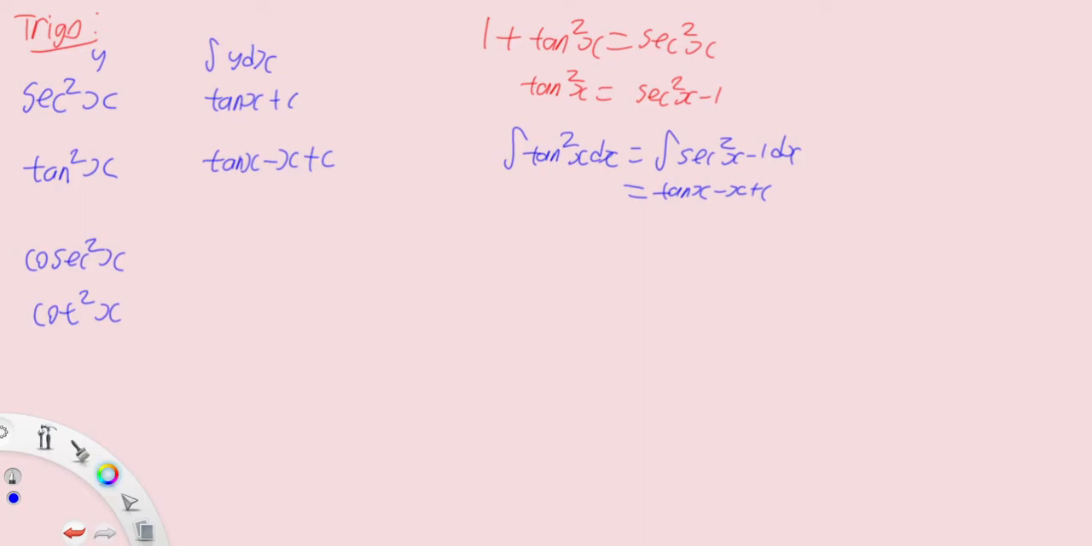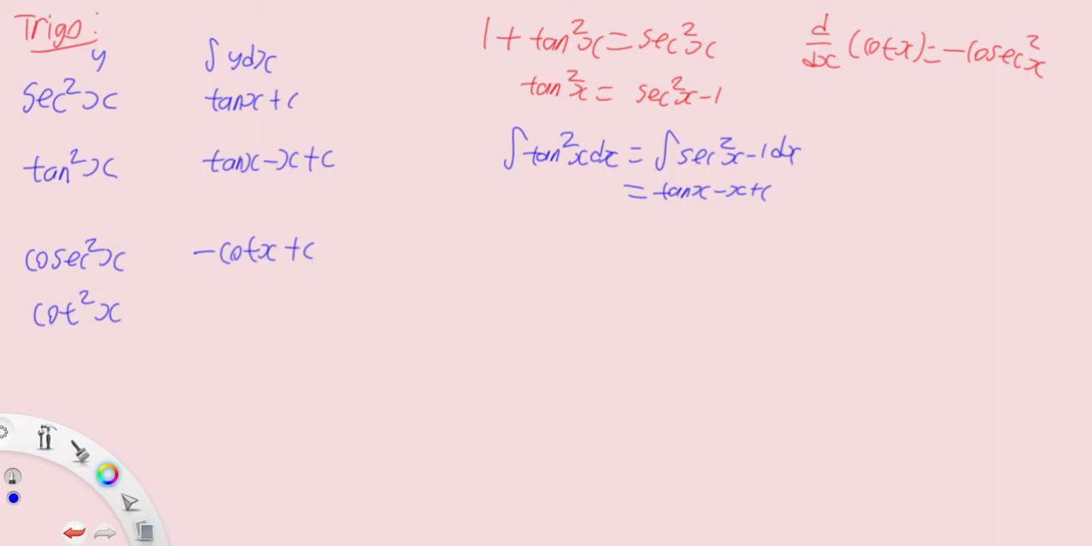Now we move on to the other pair, cosecant square x. If you recall from differentiation, if we were to differentiate cotangent x, we will get back minus cosecant square x. As such, integrating cosecant square x would give us minus cotangent x plus c. Because by differentiating minus cotangent x, you get minus of minus cosecant square x, which equals positive cosecant square x.